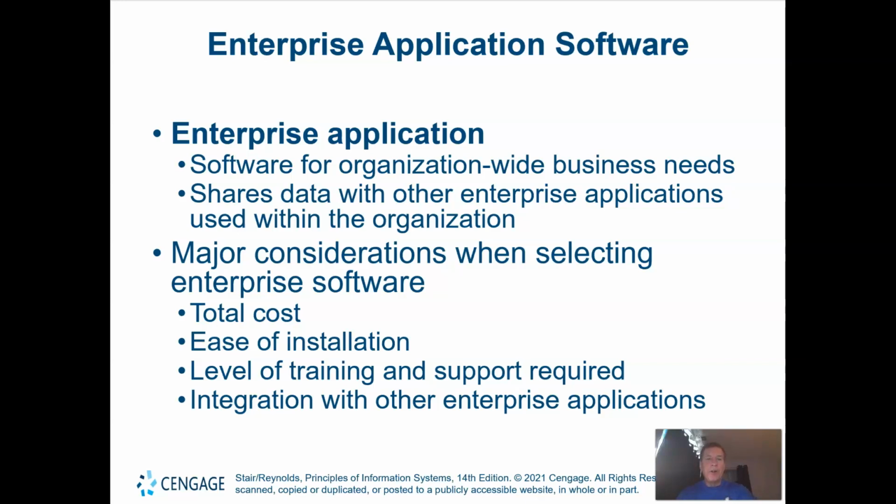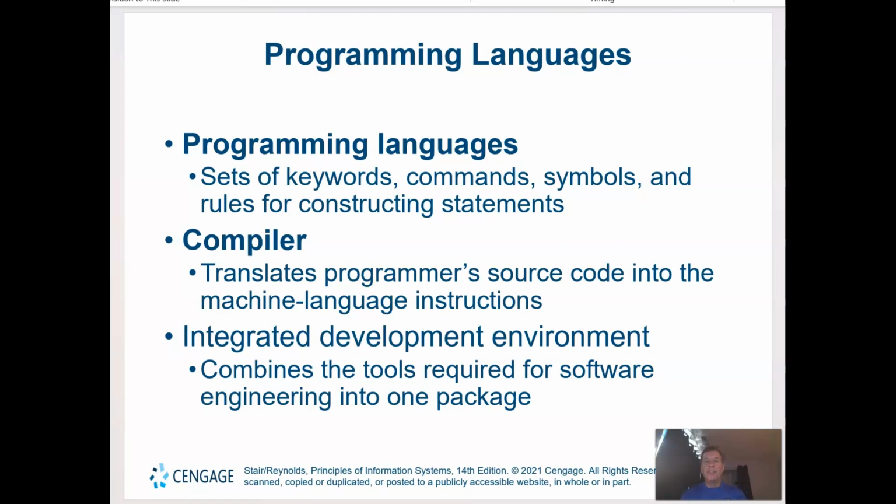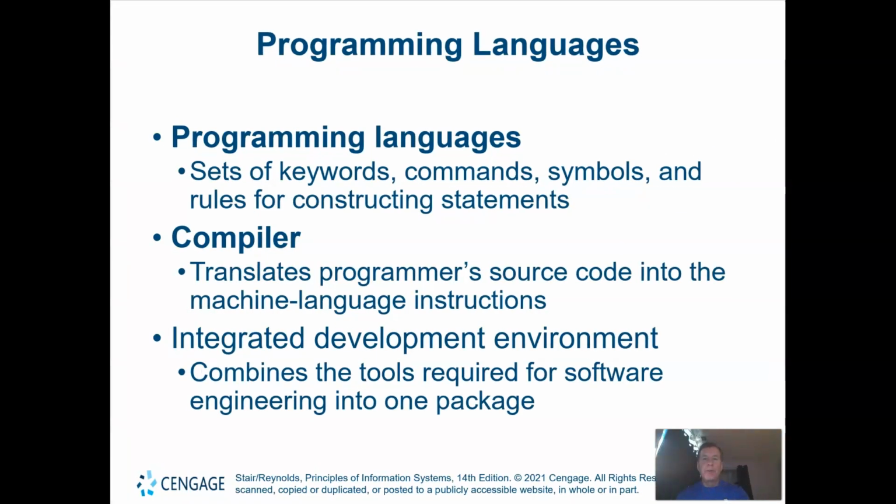And don't forget, these all come from various programming languages. These are a set of keywords, commands, or symbols that are rules for constructing statements. And then we roll that into a compiler. A compiler will combine or translate the source code into machine instructions, so the machine knows what to do, and that's what the compiler does. So first we code. Once the code works, then we compile it.